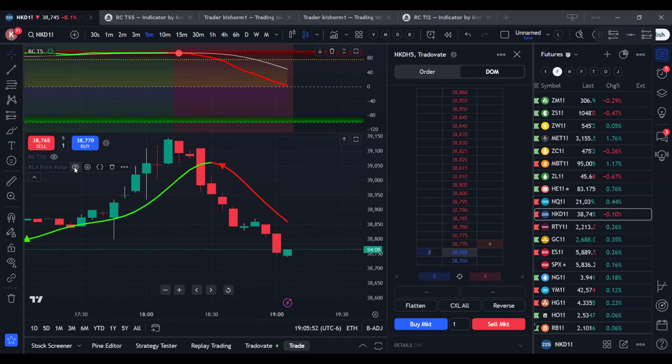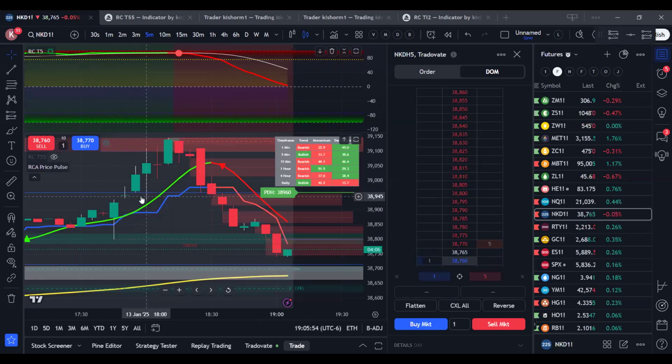So one way is you can just use price pulse and T5 and you can make money. You can just watch that price pulse became red, this also became red, it went all the way to the top and started dropping. That's a nice opportunity. We can short it and make money.